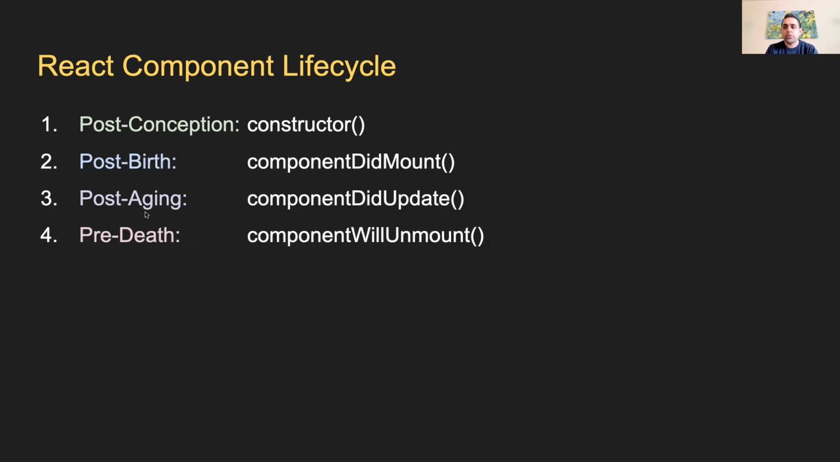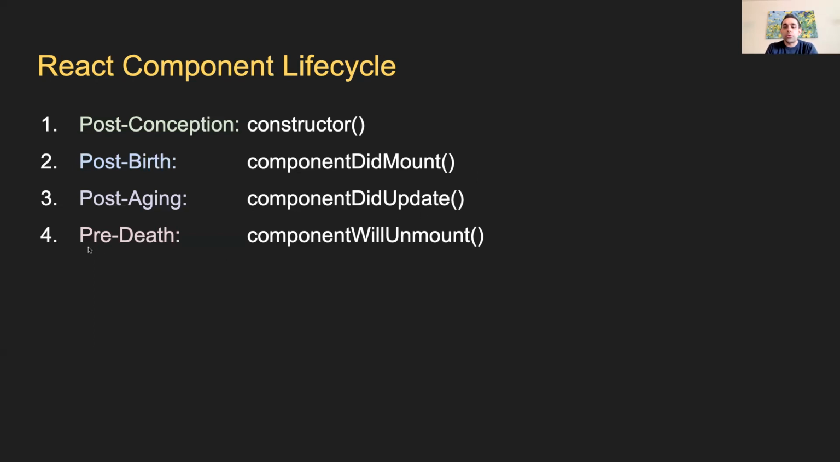All right, and then we have post-aging, or more accurately, post-updating. React will call component did update. So again, these are preset methods. You can't just create any method and have React call it. React is expecting these methods to exist if you want to do particular updates or any sort of logic in these stages. So after an update, component did update will get called by React, and whatever logic you want to do in there, you could just put in there.